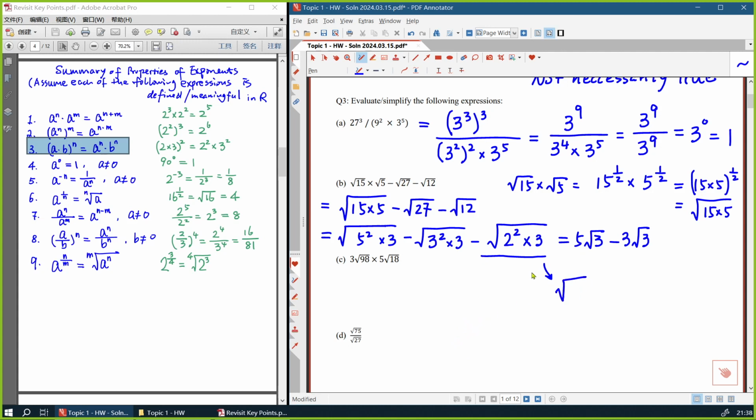Okay, I'll write one more step for you. So if you have a product of two numbers under the square root symbol, that equals the square root of the first number times the square root of the second number, right? Yeah. What is square root of 2 to the power of 2? Square root of 4. What is square root of 4?